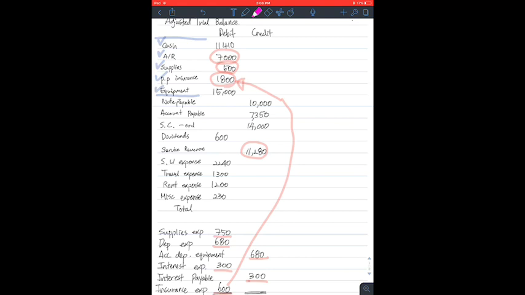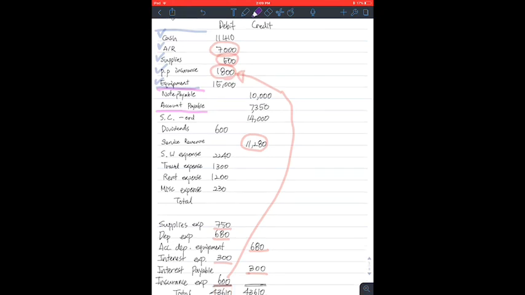Notes payable is a liability, a financial position item. Accounts payable, liability again. So these are your liabilities. And what is share capital ordinary? Share capital ordinary goes into the equity. Dividends, equity. So these two are your equity.